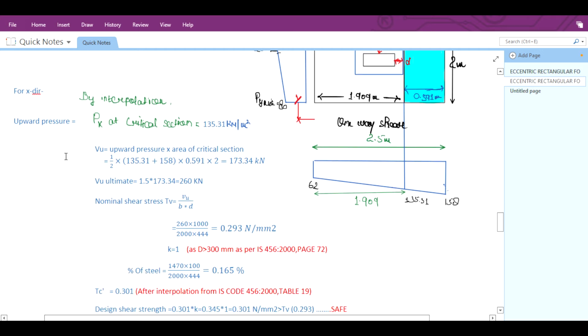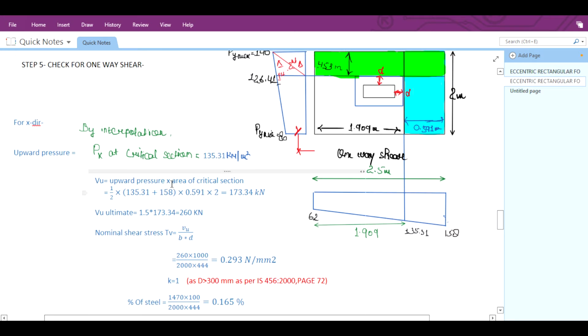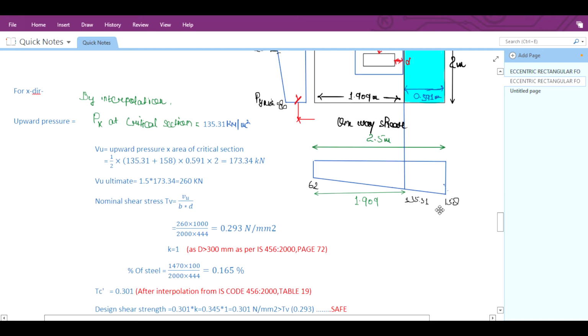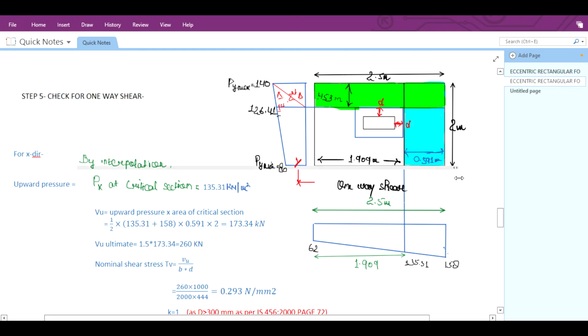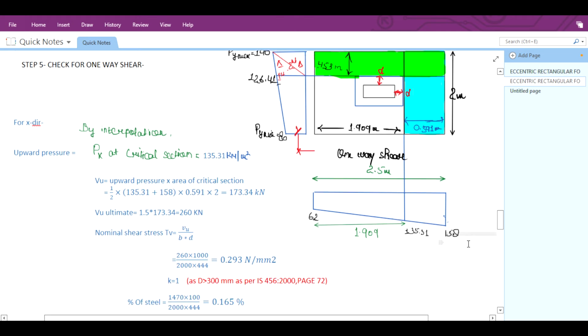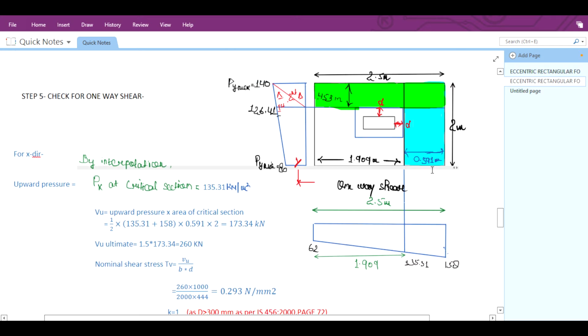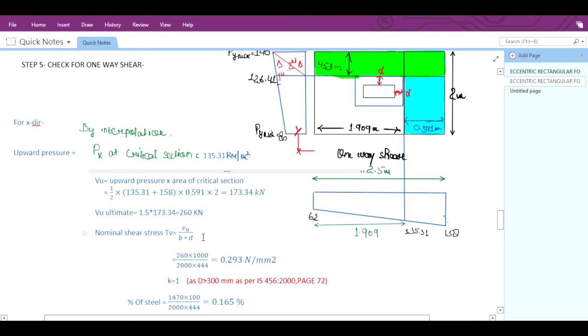So the nominal shear force will be the upward pressure multiplied by the area of the critical section. It will be the average of both the net upward pressures at critical multiplied by the area of the critical section. So it will be 135.31 plus 158 divided by 2 multiplied by 0.591 into 2, so it will come as 173 kilonewton, and your ultimate shear force will be 1.5 multiplied by 173.34, which comes as 260 kilonewton.